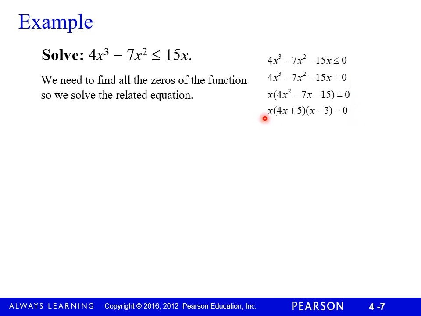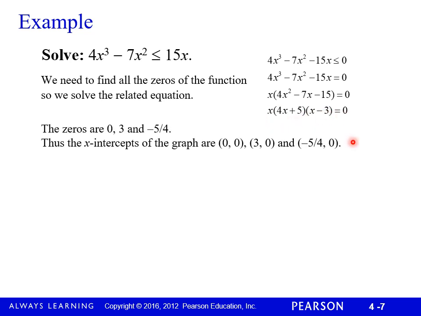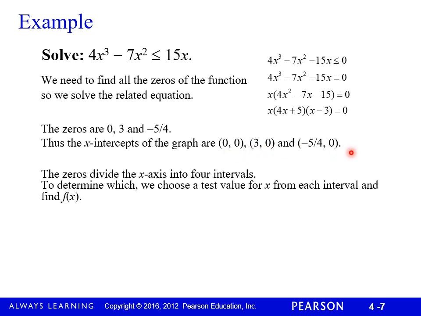So if we factor the equation, we see that we have three factors, x, 4x plus 5, and x minus 3. If any of these factors equals 0, then we have zeros of the function. So we set each of them equal to 0, and we can find that the zeros are 0 when the factor is x. It's 3 when the factor is x minus 3, because x minus 3 equals 0 is true when x is 3. And then 4x plus 5 gives us 0 when x equals negative 5/4. And so we can also see that if we have these zeros, then we have three x-intercepts, which are (0, 0), (3, 0), and (negative 5/4, 0).